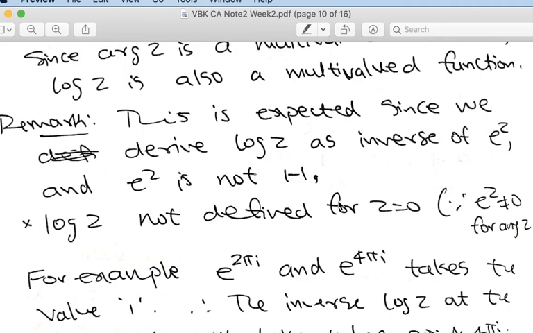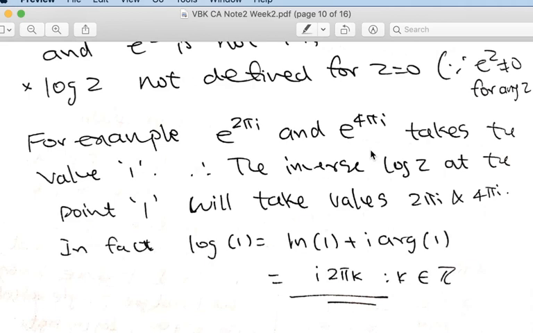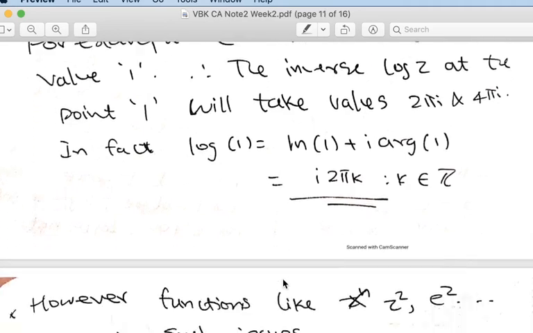But the exponential function is not 1-1. You can see that whenever you take, say for example, e raised to 2 pi i and e raised to 4 pi i, it has the same value 1. So the same thing will happen. Therefore the inverse will not be well defined. So that is the problem here.